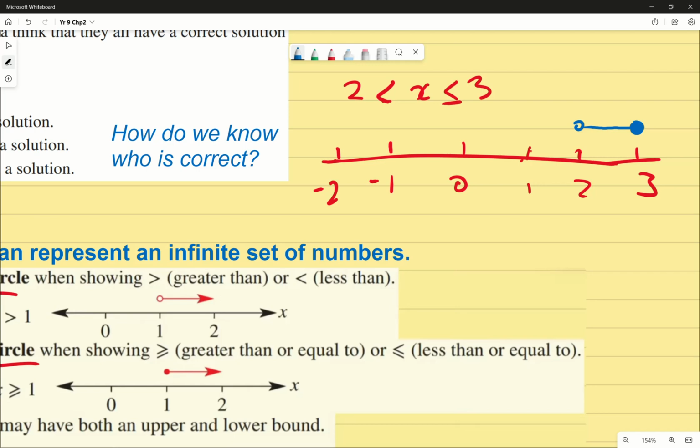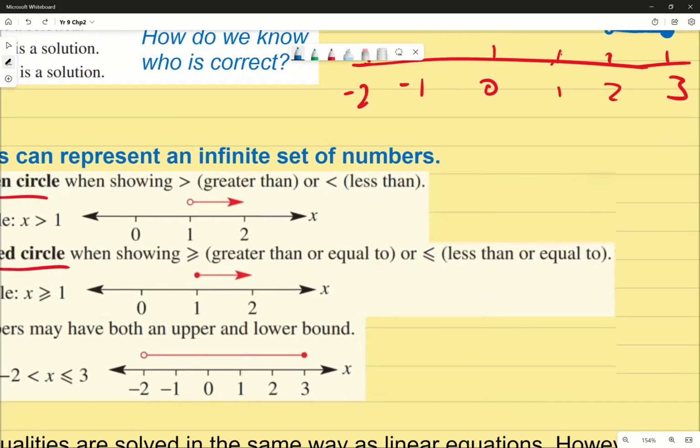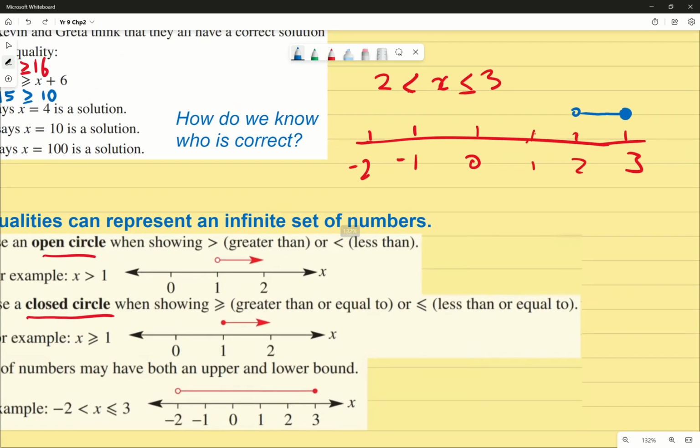You can see how x can be any number between 2 and 3. It could be 2.00001, but it cannot be 2, because it specifically says here, x is greater than 2, which means we don't include 2. Okay? This one right here, that's what we call the upper bound. So that would be the upper bound, and this one here would be the lower bound. They're just names for it. Okay?